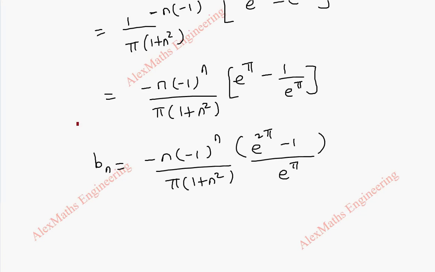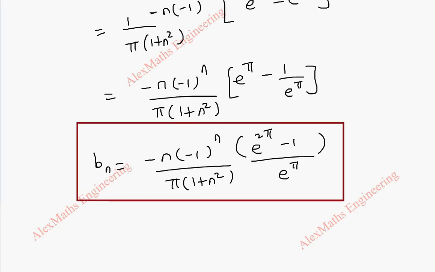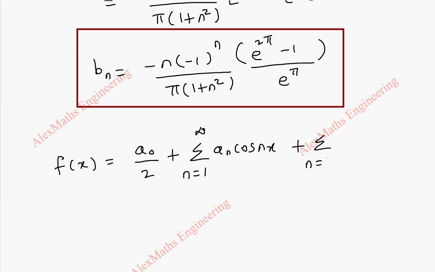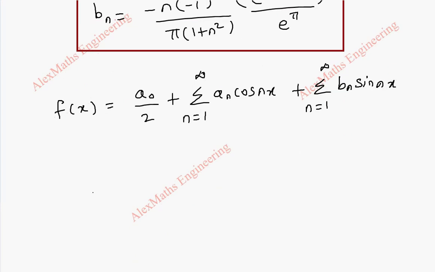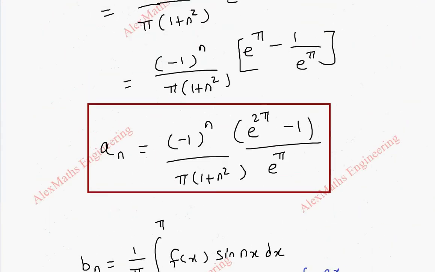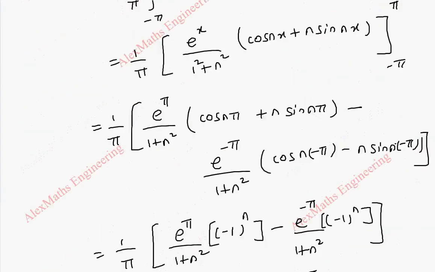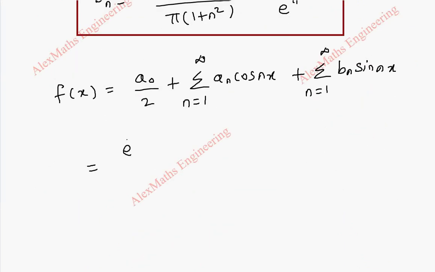After finding An and Bn and including the A naught, we are going to substitute these in the expansion formula. The Fourier expansion f of x is A naught by 2 plus summation n is equal to 1 to infinity An cos nx plus summation n is equal to 1 to infinity Bn sin nx. Now this is A naught: e power 2 pi minus 1 by pi e power pi. So A naught by 2 is e power 2 pi minus 1 by pi e power pi by 2.